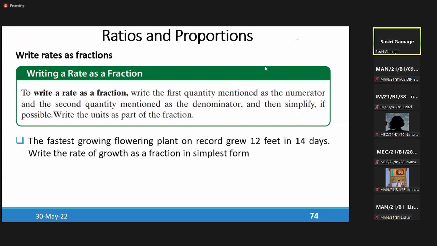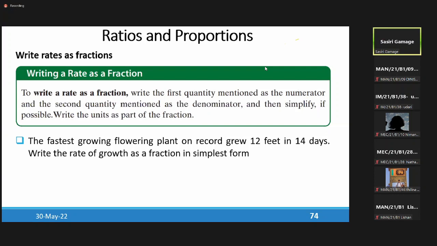Then, writing a rate as a fraction. To write a rate as a fraction, write the first quantity mentioned as the numerator and the second quantity mentioned as the denominator, and then simplify. If possible, write the units as part of the fraction. Okay, that's what I said. Once we write the rate as a fraction, we have to keep the units as well.